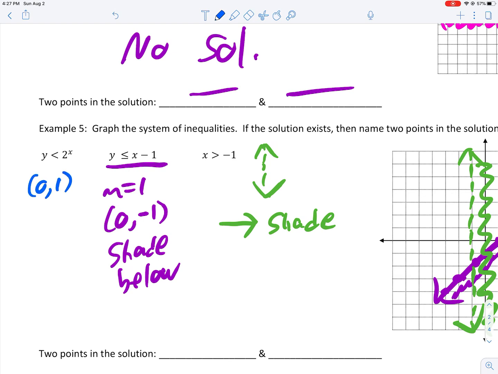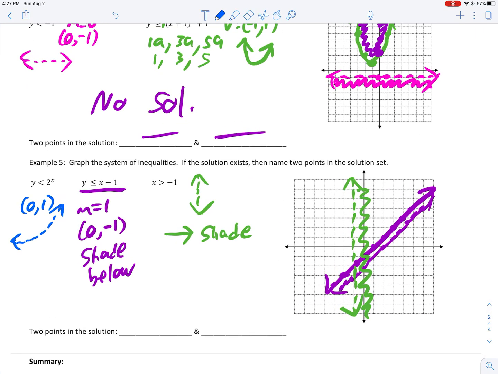So y is less than 2 to the x. So remember the key point is 0, 1. And it's going to be dashed. So 0, 1 is here. Remember, little table. We've done this a few times. x is -1, 0, and 1; y is 1/2, 1, and 2. And it's less than, so we're going to shade below.